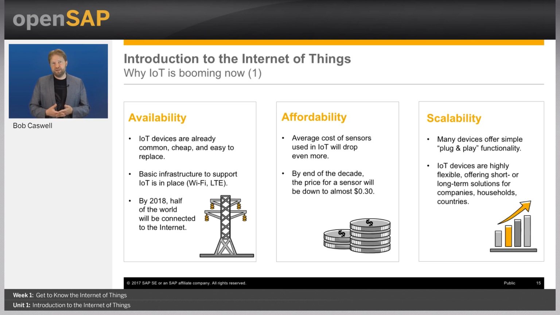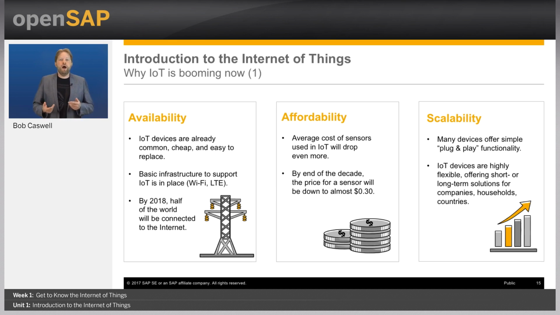So the average cost of sensors used in IoT products is dropping, and it's soon going to be only about 30 cents. And so now for scalability. IoT devices are, by design, meant to be scalable. Many devices already offer simple plug-and-play functionality and do not require skilled technicians for installation or maintenance. And reduced and alternate power supplies, such as solar, can maintain sensors and networks where there isn't consistent electricity.